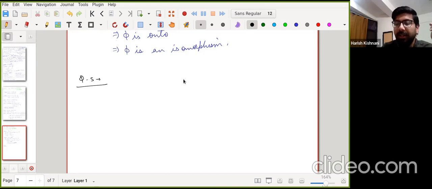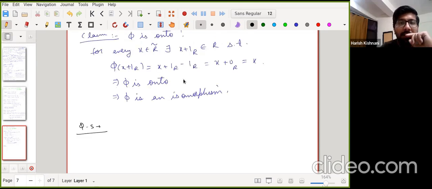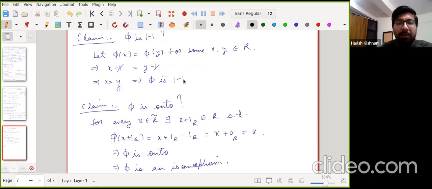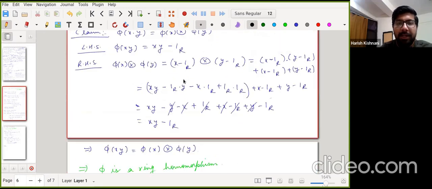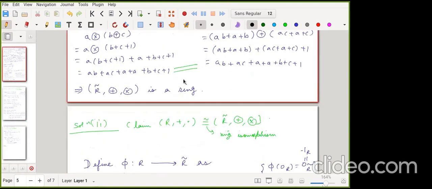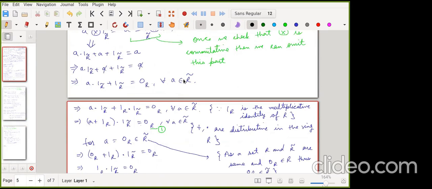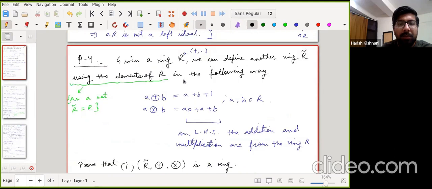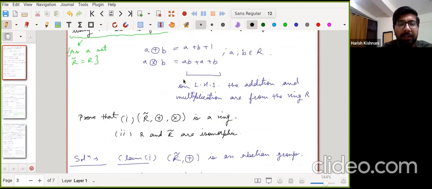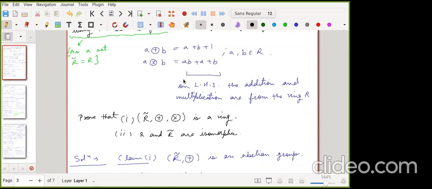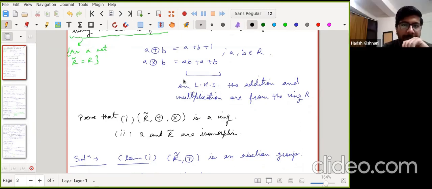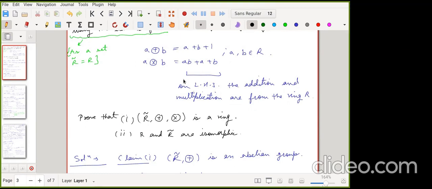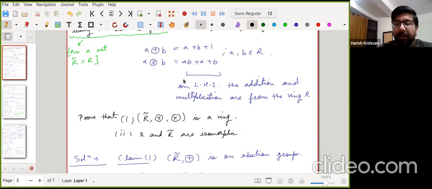Very good question. I was expecting that someone would ask this question. So, see what is left now to check to make R tilde a field. With addition, we have seen that it's an additive abelian group, and with multiplication, we have seen that closure, associativity, identity, commutativity, distributivity are there. So now what remains to show? Multiplicative inverse. Yeah, multiplicative inverse.